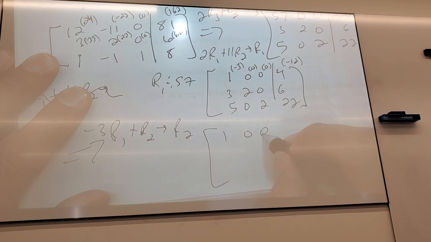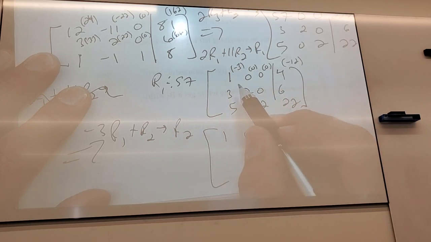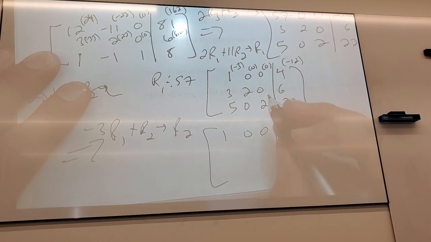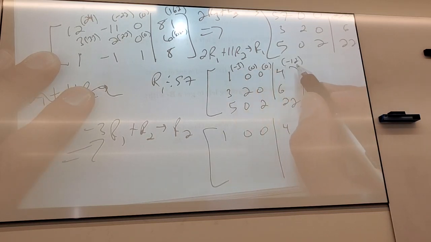So the first row is going to stay the same because it's done. What do I already know from this row? X is 4, yes. I know X is 4. It's pretty cool with what I just wrote up here.